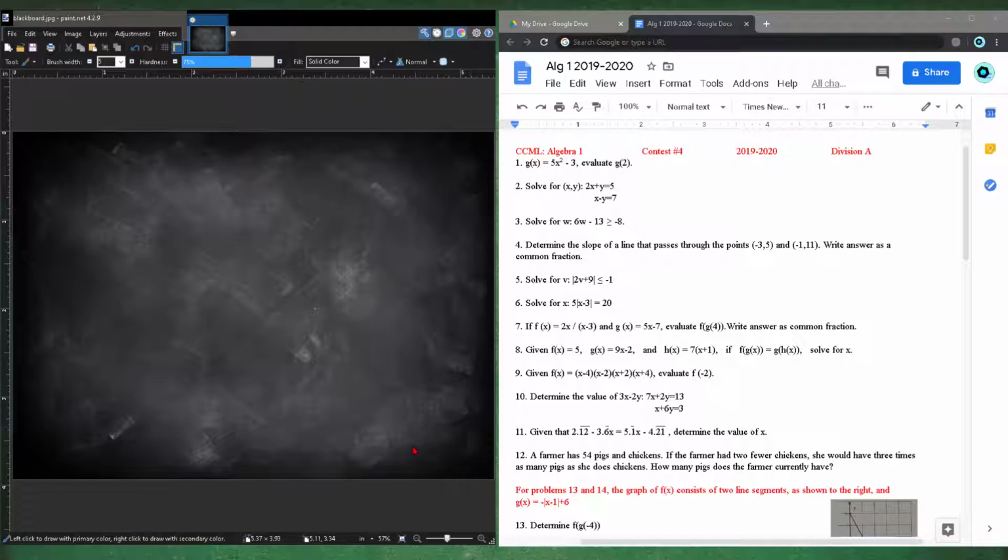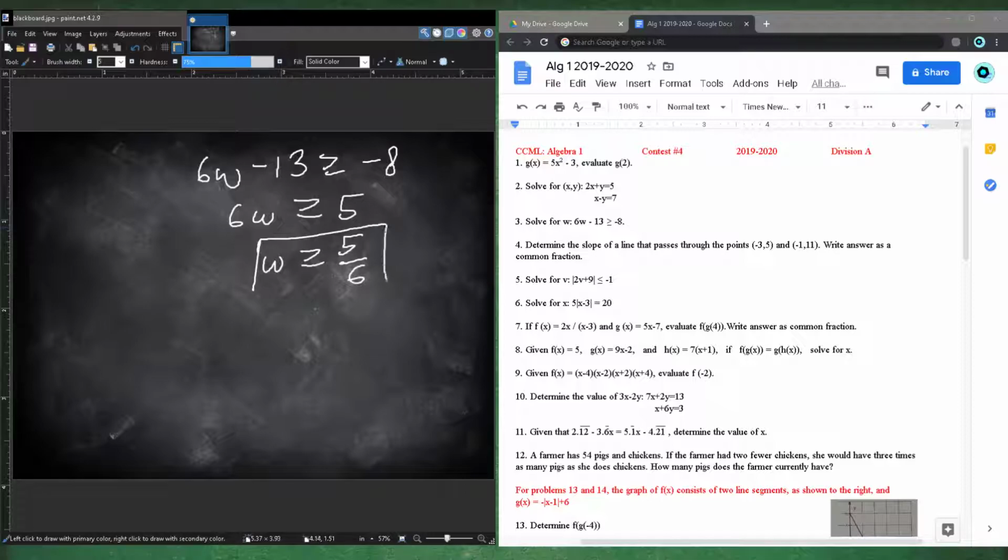Okay, number three, solve for w. 6w minus 13 is greater than or equal to negative 8. Your answer has to be an inequality. So plus 13 to both sides, that makes 5. So w is greater than or equal to 5 over 6. You can just write it like that, or you can write it in interval notation, which is 5 over 6 to infinity. Sorry, it's curvy on this side, and that's rectangular. So like that.